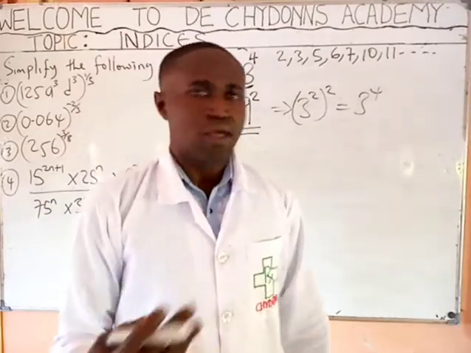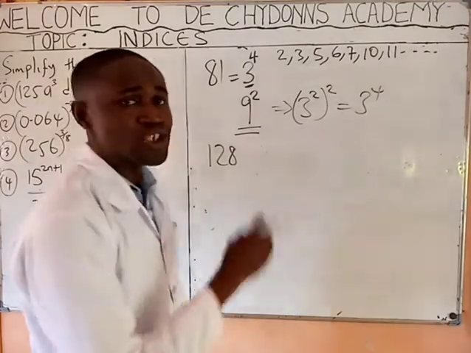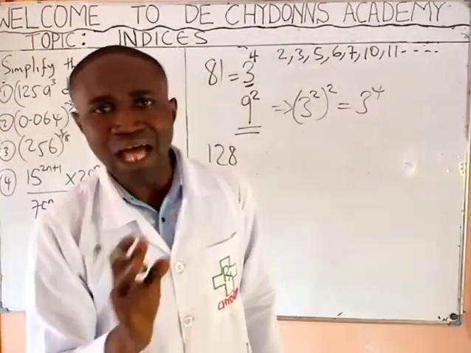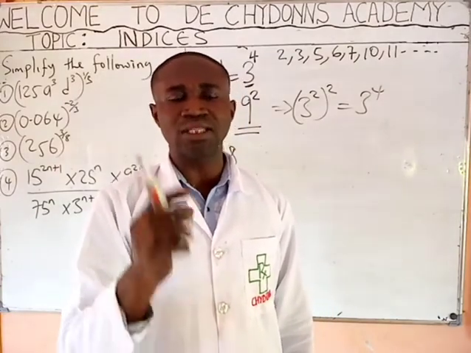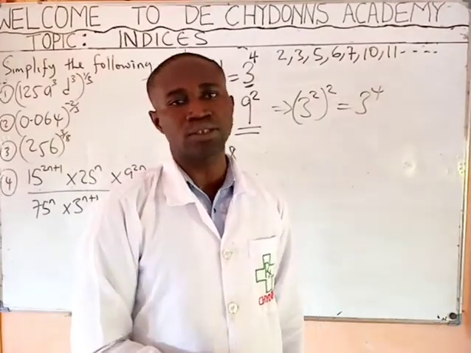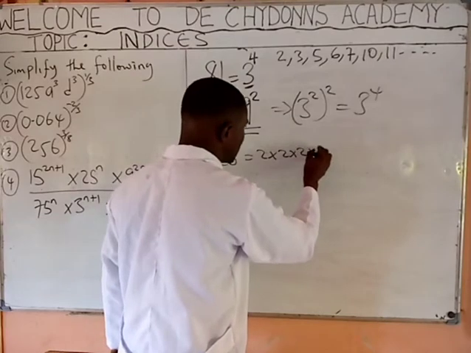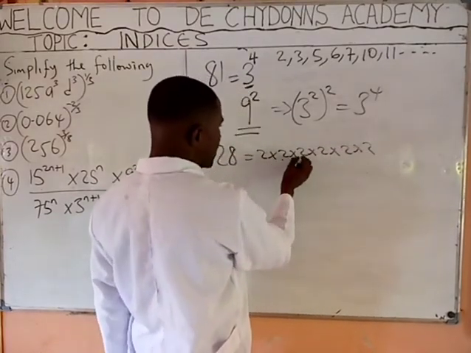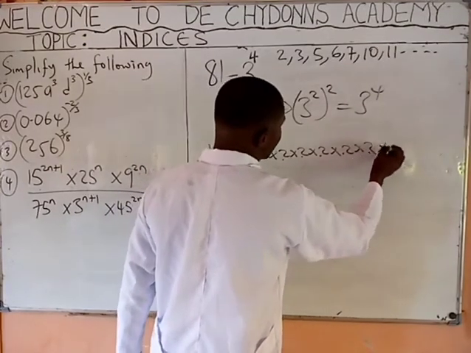Any number given, let's say they gave me 128. They say I should put it to basic index form. I try 2. Start with 2. 2 times 2, 4, times 2, 8, times 2, 16, times 2, 32, times 2, 64, times 2, 128.